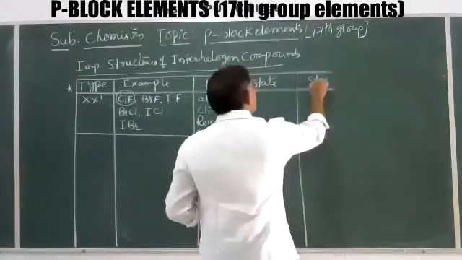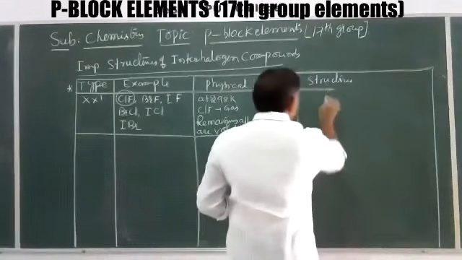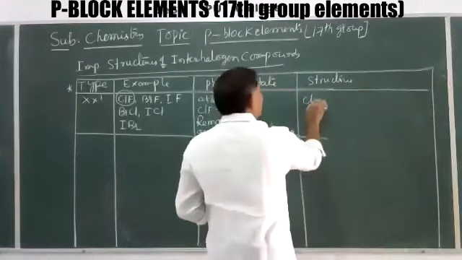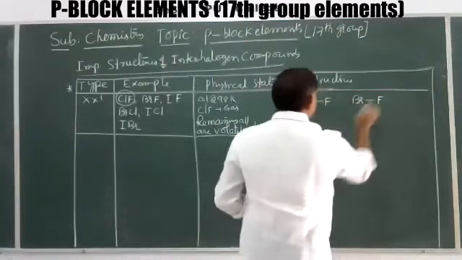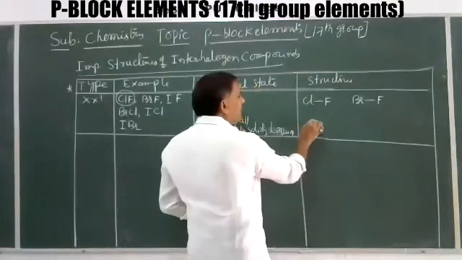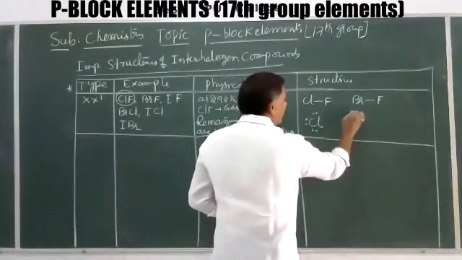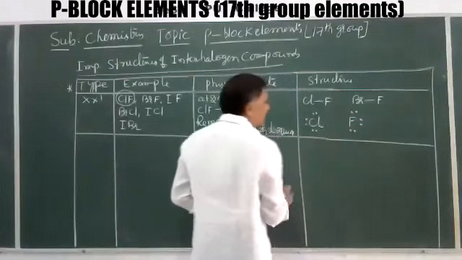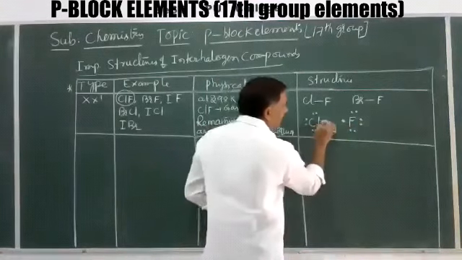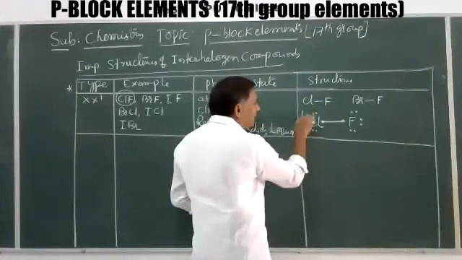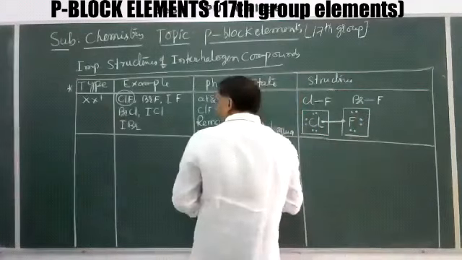But its structure is not defined here in terms of shape, because in this case we can observe Cl bonded to F or Br bonded to F. In both cases, the chlorine in its outermost orbit contains 7 valence electrons. Fluorine also contains 7 valence electrons in its outermost orbit. Out of 7, each one donates 1 electron to form one covalent bond like this. So on each halogen atom, 3 lone pairs are there.